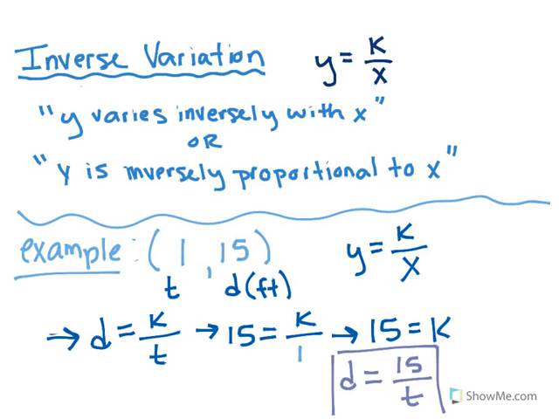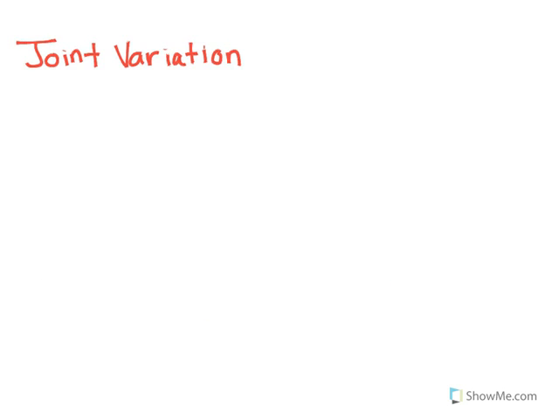So there's only one more kind that we need to look at, and it is called joint variation. The reason why it's called joint variation is because it contains both direct and inverse variation. So this is its general form: z equals k, which is our constant of variation, times x and y. So instead of just having two variables, this is a particular case where we actually have three.